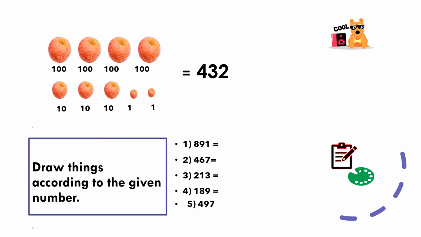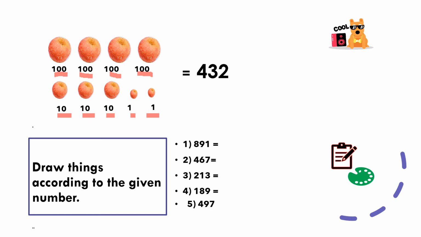Let's do the activity. The big apple represents 100. The smaller apple represents 10. And the smallest represents 1. Let us count 100, 200, 300, 400, 10, 20, 30, 1, 2. 400 plus 30 plus 2 is equal to 432.